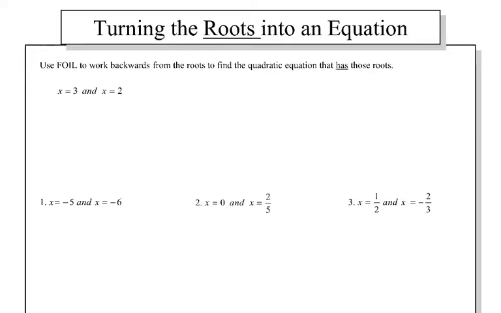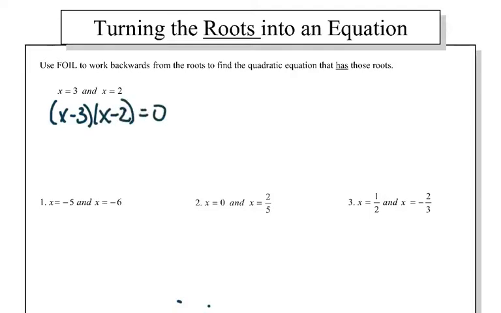So now we're going to reverse it. We're going to take the roots and turn them back into an equation. So it's kind of the reverse of what we've just been doing. If the roots are 3 and 2, what are the factors that those roots came from? Right, x minus 3 and x minus 2.